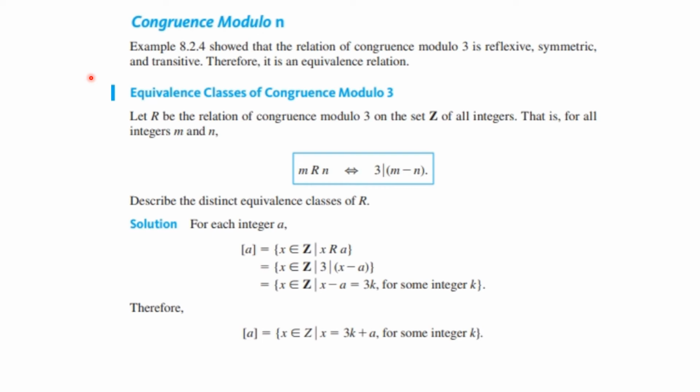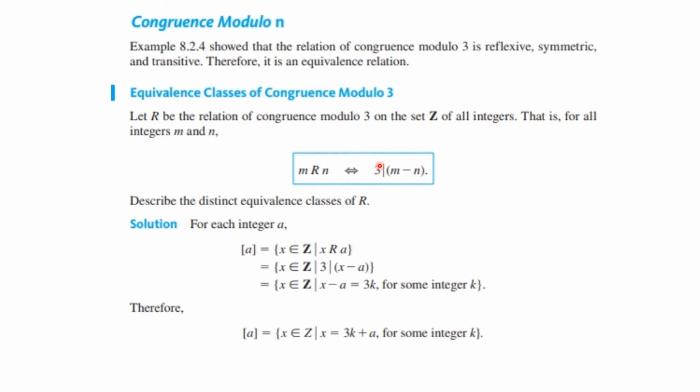Also, and we talked about this before, the relation of being congruent modulo 3, meaning you have the same remainder when you divide by 3, is symmetric and transitive. Therefore, it's an equivalence relation. And this says that m is related to n if 3 divides evenly into m minus n. But we're supposed to describe the distinct equivalence classes of R.